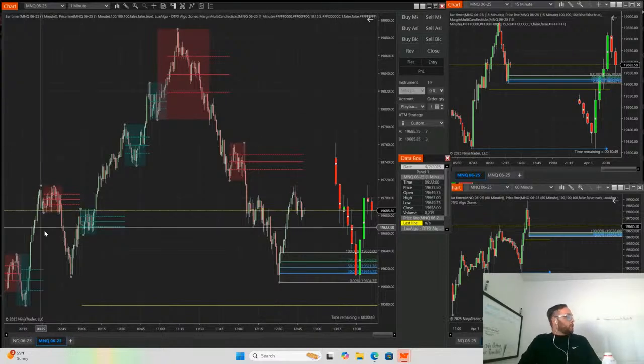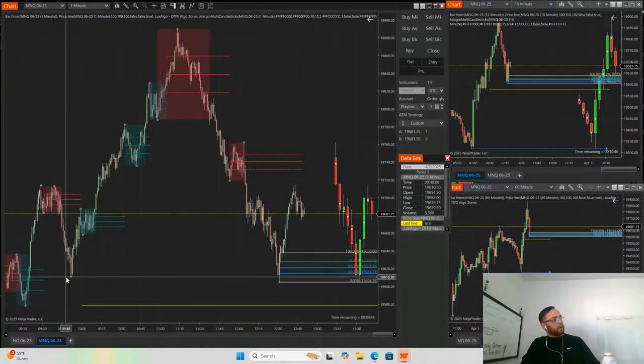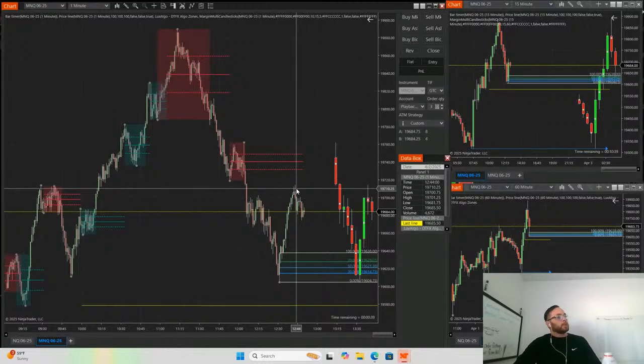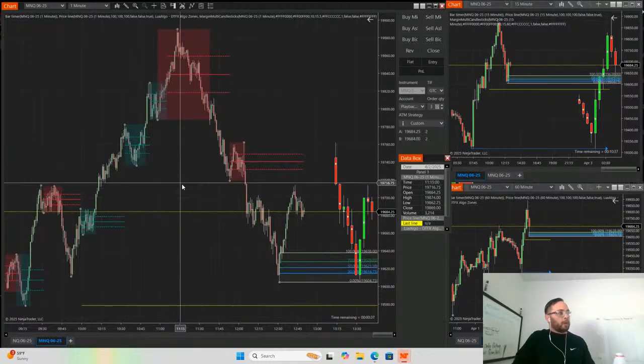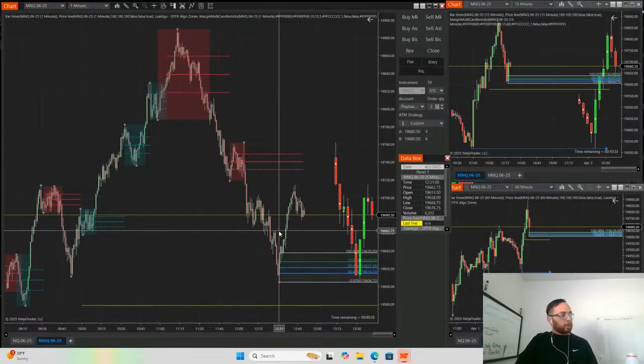Now, so we have here, right? Doesn't break it on the 1.15, doesn't break it on the 15. But it doesn't close above either. Whatever. Doesn't close on a 5-minute candle.